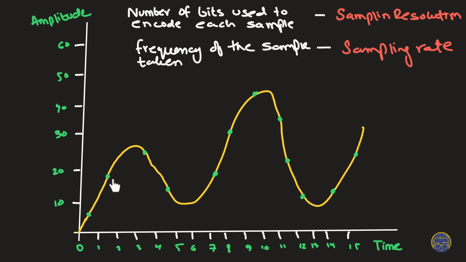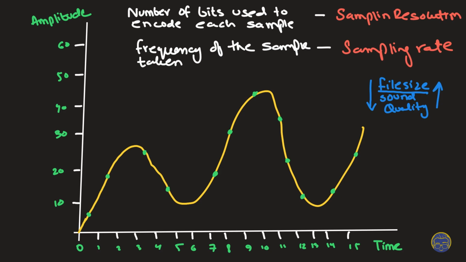So these green dots that you see on the analog signal are basically the samples that we have taken. So what is sampling rate? Sampling rate is basically the frequency of the samples taken. How frequently you take the samples will also affect the file size and the sound quality. So the higher the sampling rate and the higher the sampling resolution, the more the file size and the sound quality will increase. If you decrease either of those or both, then the file size and also the quality of the sound will decrease.